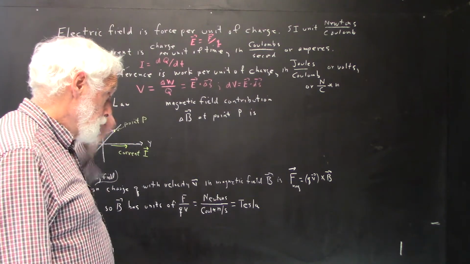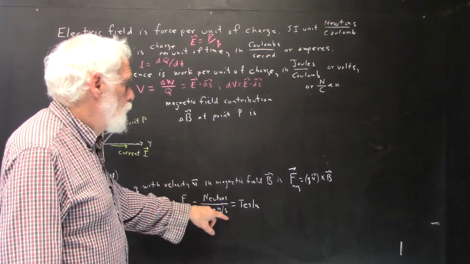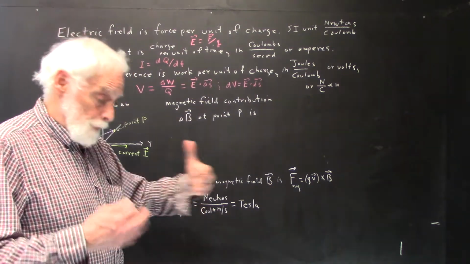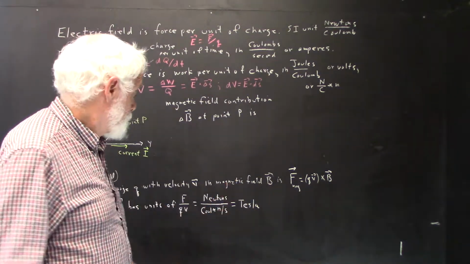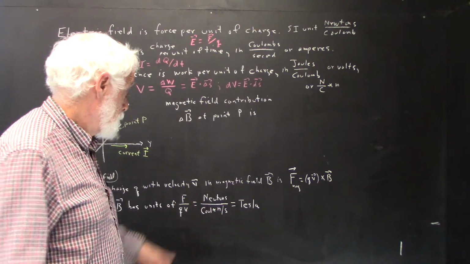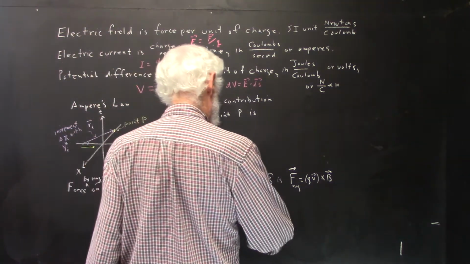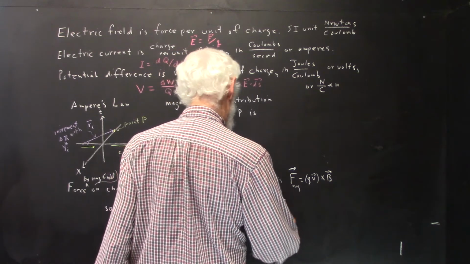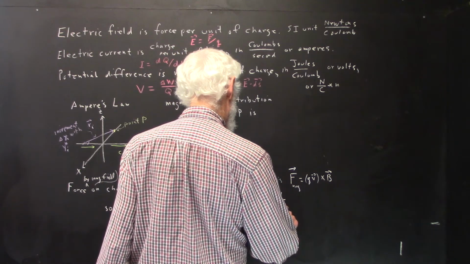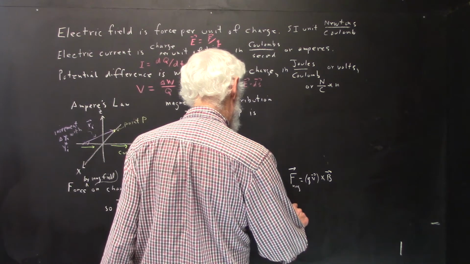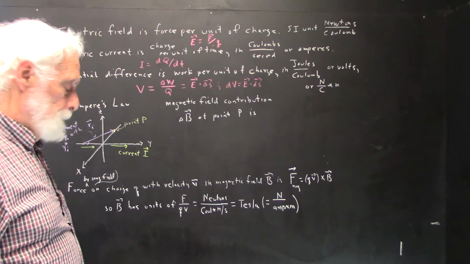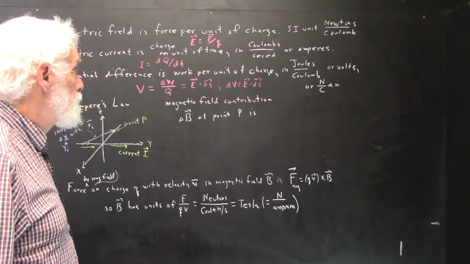Now, I'll also observe that coulombs over seconds is what? Coulombs per second is the rate at which charge is flowing. That's your unit of current. That's amps. So we could say that equals newtons over amps times meters.